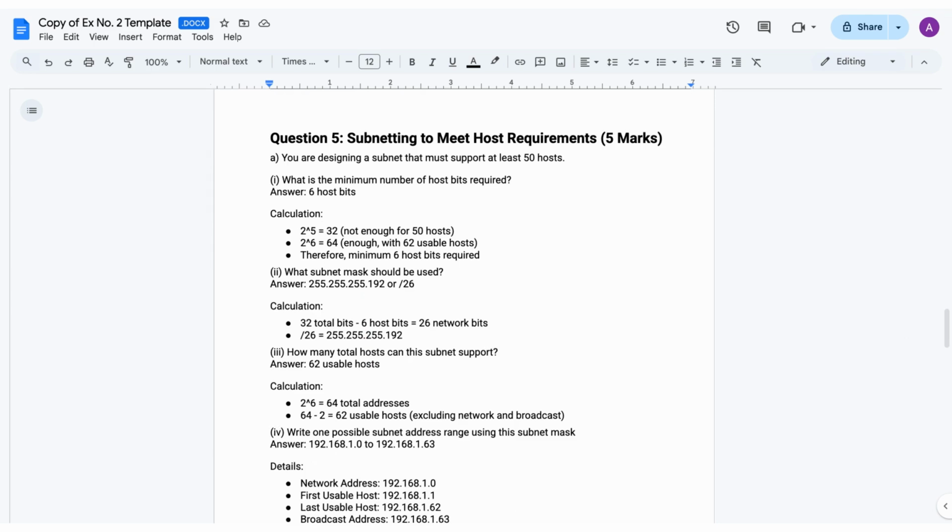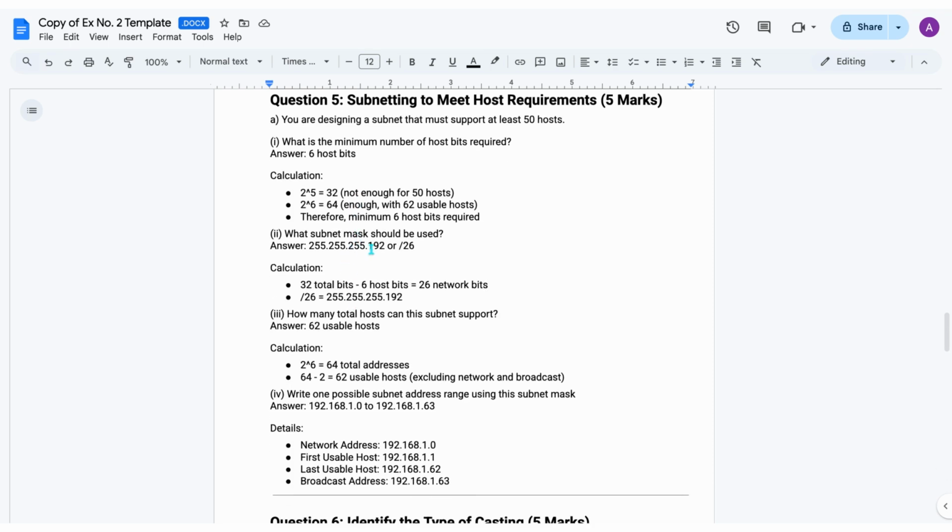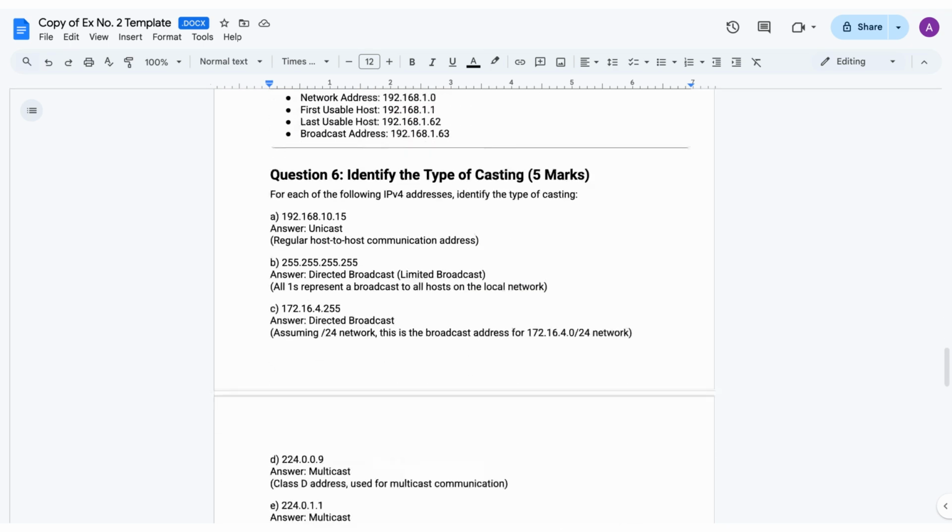The next question is subnetting to meet host requirements. In the fifth question, we need to support at least 50 hosts. So we need 6 host bits, because 2 to the power 6 equals 64 addresses, giving us 62 usable hosts. The subnet mask will be /26, or 255.255.255.192. That is the answer for the fifth one.